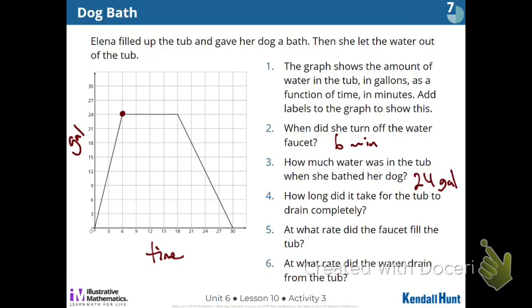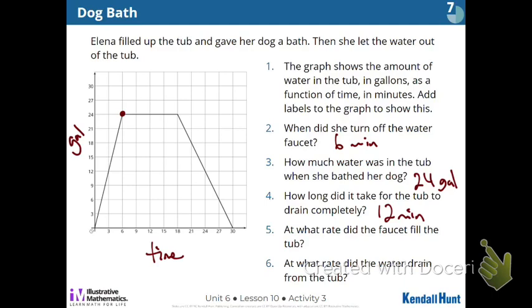All right, number 4. How long did it take for the tub to drain completely? Josiah, you got this for me? It took 12 minutes. 12 minutes to drain? Dang, man. That seems like a bad. Maybe there's a bunch of dog hair in it. That's what I was thinking.